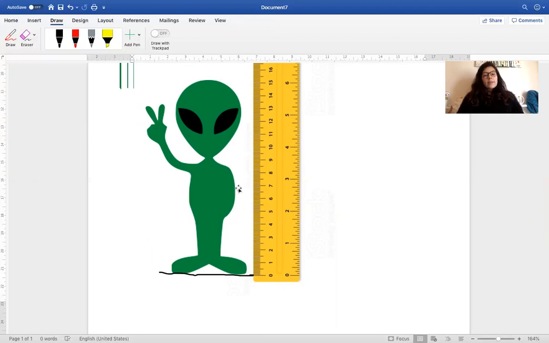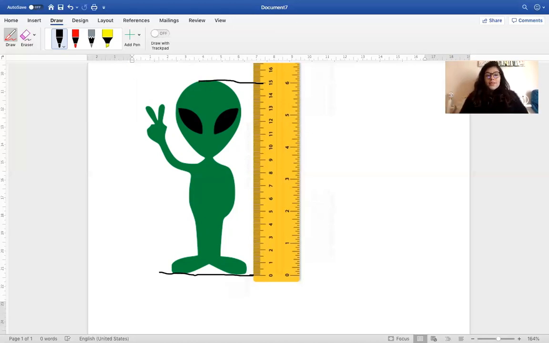Is your alien side by side to the ruler? Is he standing straight? Yes. Is the alien end to end with our starting point? Yes, he is. Okay, now we can start measuring. Now, to measure something, all you have to do is go to the top of your object. So in this case, it's the head. And you just want to draw a line to what point that is on the ruler. That really helps you see where an object starts and ends, drawing lines at the end and at the top.